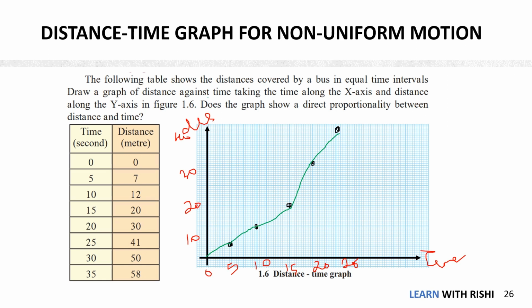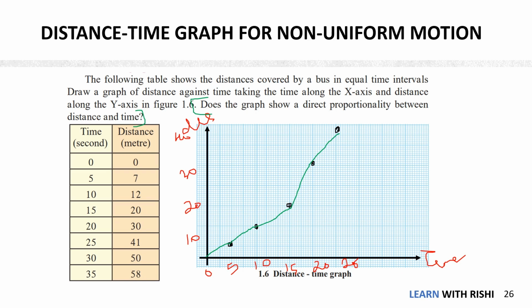So here one question is asked: does the graph show direct proportionality between distance and time? The answer to this question will be no. There is no direct proportionality between distance and time, because for the same time interval different distances are covered. For the first 5 seconds the car has covered 7 meters, for the next 5 seconds it has covered 5 meters, and the next 5 seconds it has covered 8 meters. You need to just subtract it.